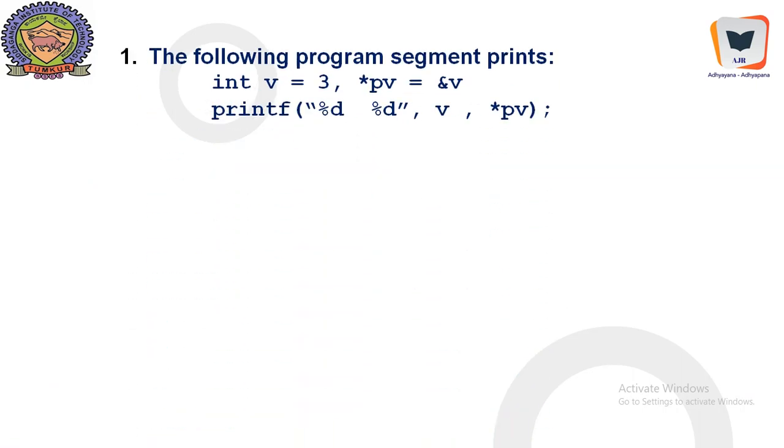The first question is, the following program segment prints. Okay, here is the program. Int v equal to 3 is a variable initialized to 3, and this is a pointer to integer, pv, and it holds the address of v. It stores the address of v. That is, if the address of v is 5555, say for example, pv holds this address.